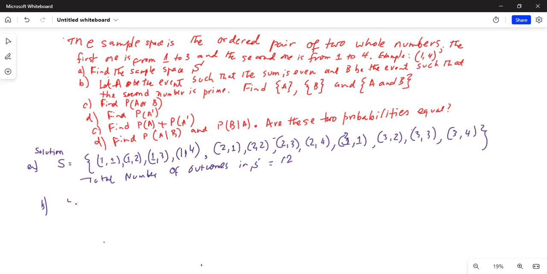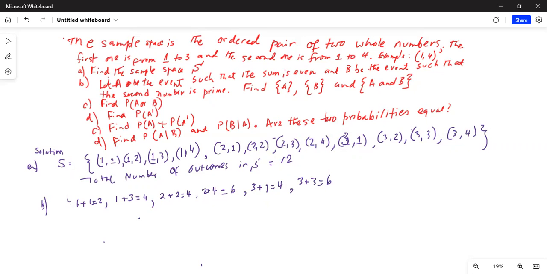Okay, so let's take the cases where the sum of the two numbers is even. So 1 plus 1 is 2, which is even. Then 1 plus 3 is equal to 4, which is even. Then 2 plus 2 is equal to 4, even. 2 plus 4 is equal to 6, even. Then 3 plus 1 is equal to 4, even. Next, 3 plus 3 is equal to 6, which is even.